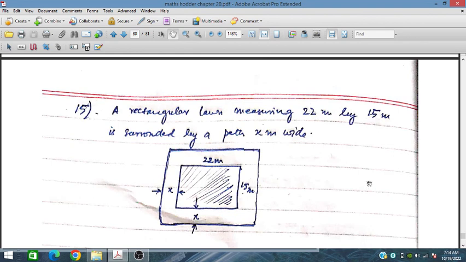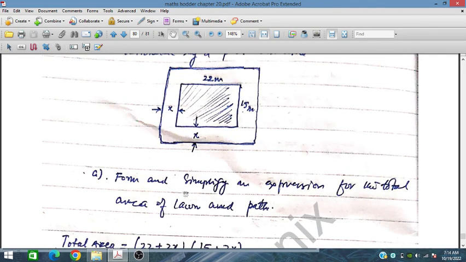Now question 15, a rectangular lawn measuring 22 meters by 15 meters. The width is 15 meters, and it is surrounded by a path of x meter width. This is a footpath, of course. We have to form and simplify an expression for the total area of the lawn and the path.